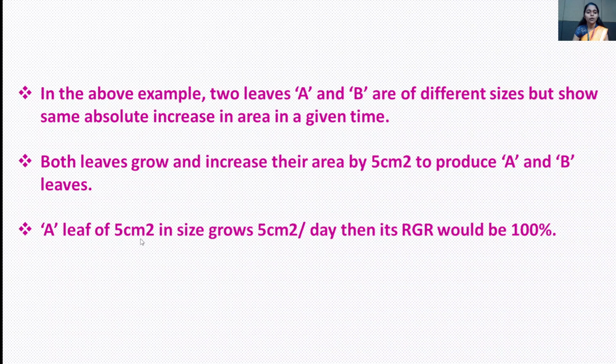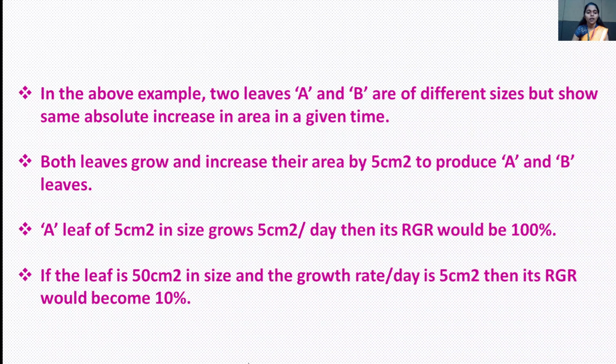A leaf of 5 cm² in size growing 5 cm² per day will have an RGR of 100%. If the leaf is 50 cm² in size and the growth per day is 5 cm², then its RGR will be 10%. RGR means relative growth rate, and AGR means absolute growth rate.